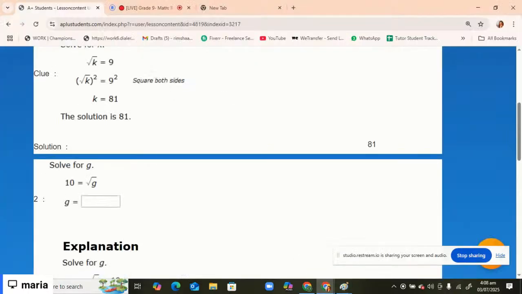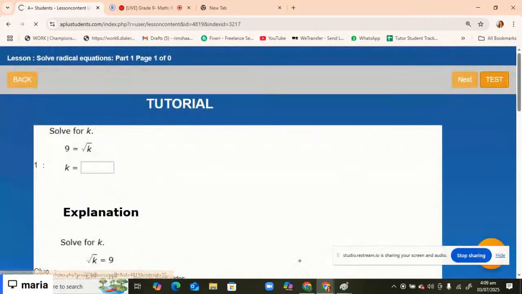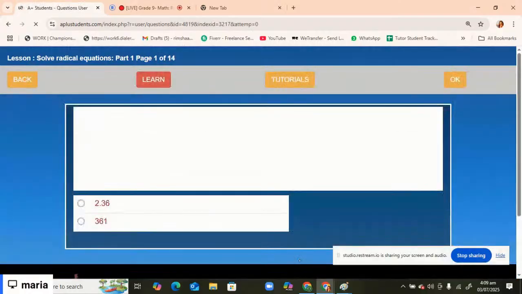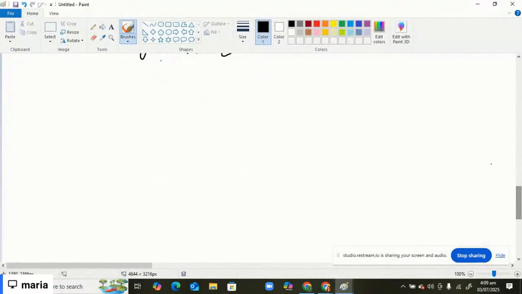Alright. Now let's discuss the test questions. Square root of n is equal to 19. What does it mean? Now taking the square on both sides, it's the same thing. N, taking the square.